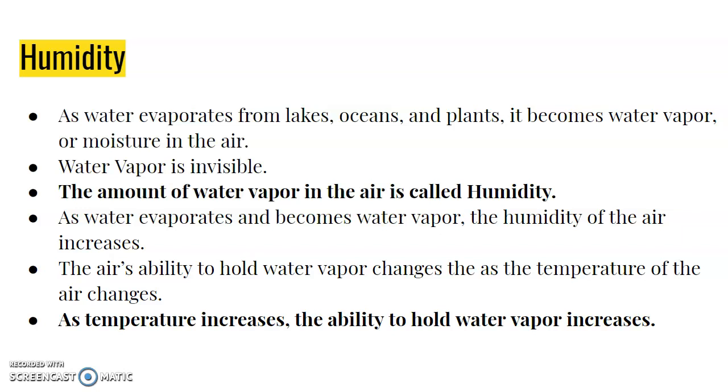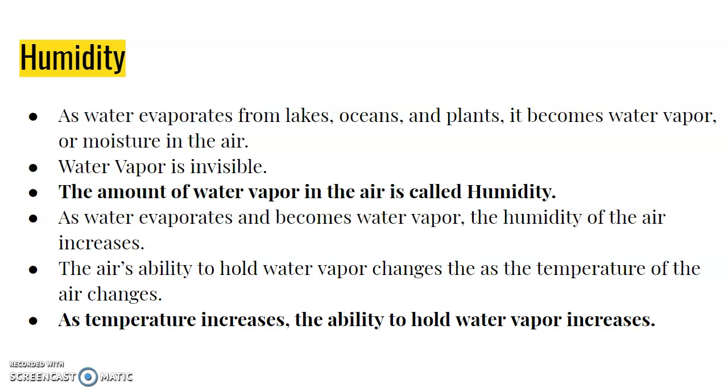As water evaporates from lakes or oceans or even plants, it becomes water vapor. And when it becomes water vapor, it goes up into the atmosphere and can turn into moisture that is in the air. Again, water vapor is invisible. It is in a gaseous state, so we cannot see it. And as the water evaporates and becomes water vapor, the humidity of the air increases, which means that the amount of water vapor in the air increases.